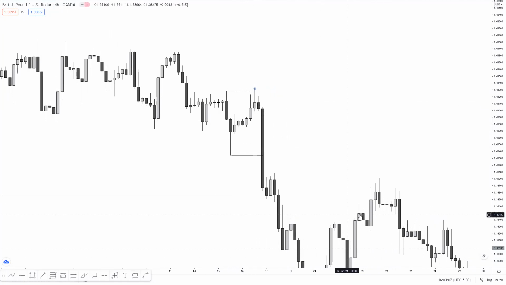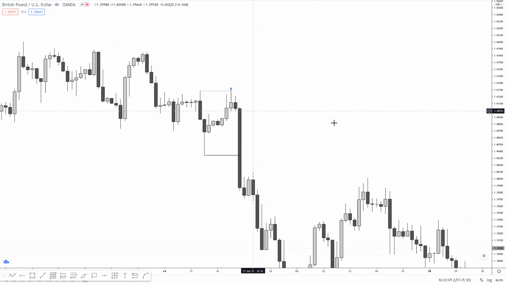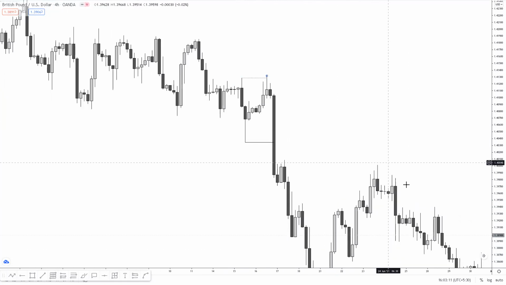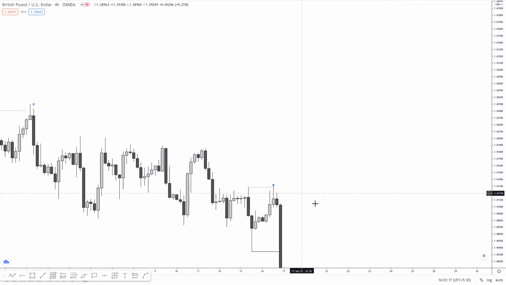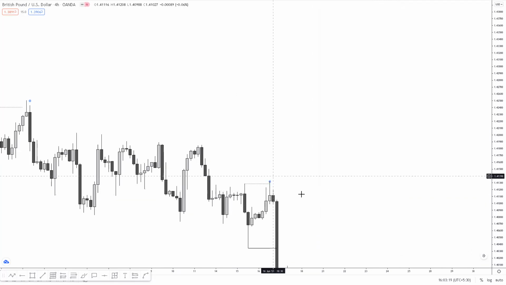Okay, so now price has no reason to go back up, and the most important thing is, you see, there is no inducement. This has not been induced because you see below this there is nothing. There's nothing. You see that?